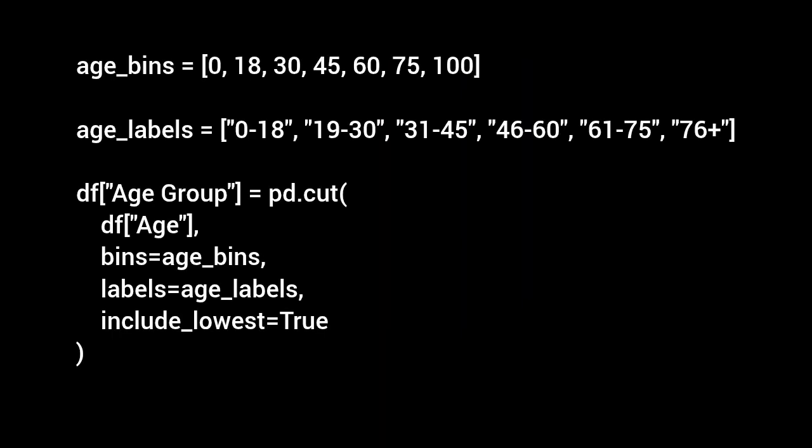After that, we will generate categories that can be saved as a new column called age group. In the last part of this code, we will ensure that the smallest value, such as age 0, is included in the first group.